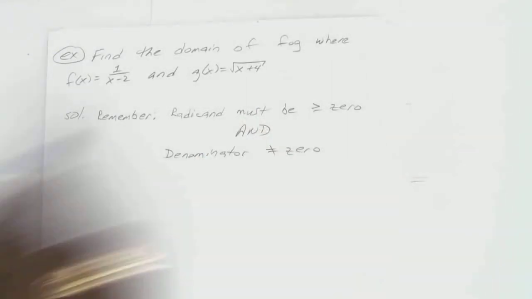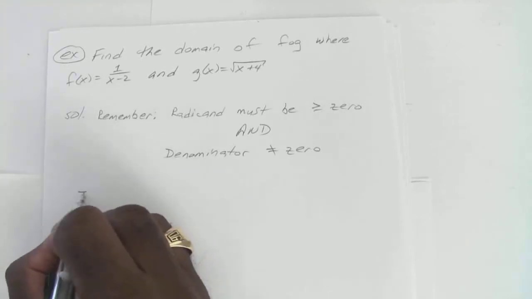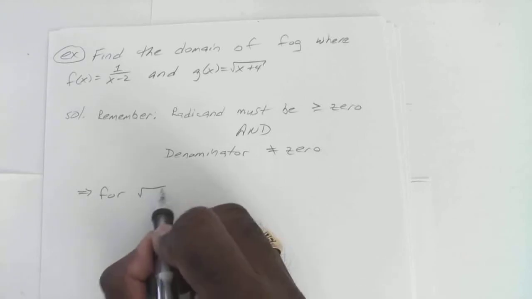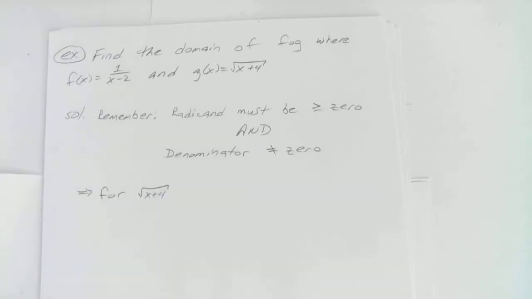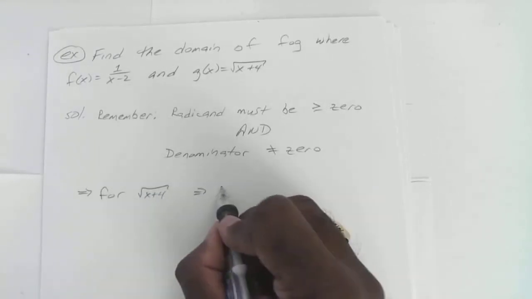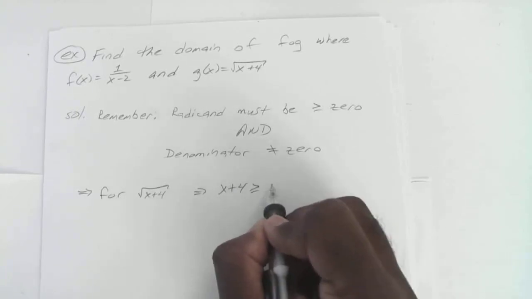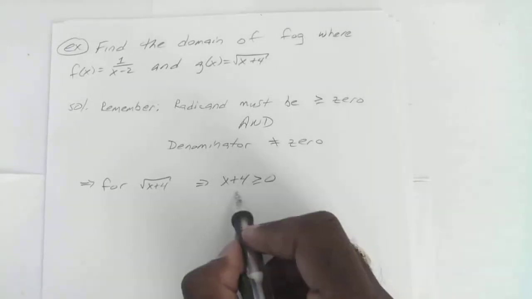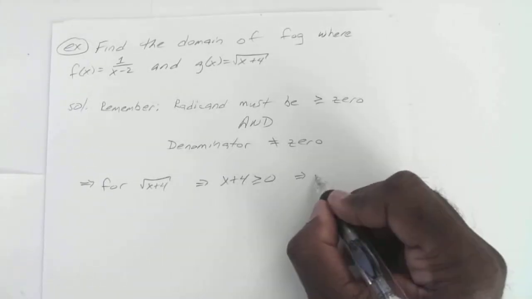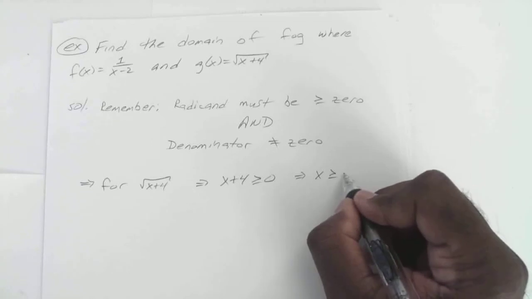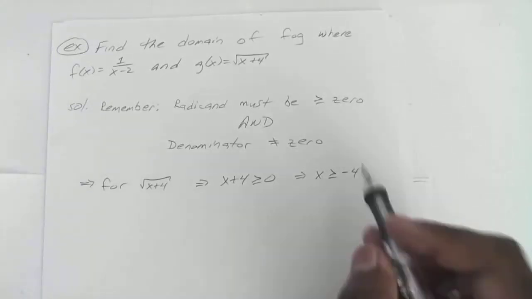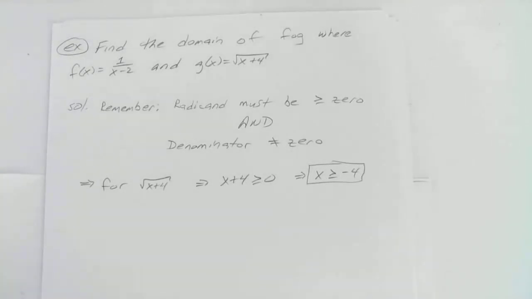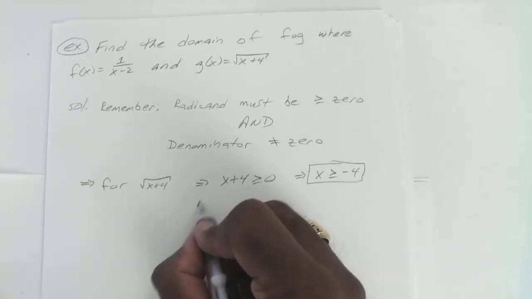Okay, so for our radicand to be greater than or equal to 0, that means that for square root of x plus 4, x plus 4 has to be greater than or equal to 0. So if you subtract 4 from both sides, x has to be greater than or equal to negative 4. Okay, so we have one stipulation of our domain.